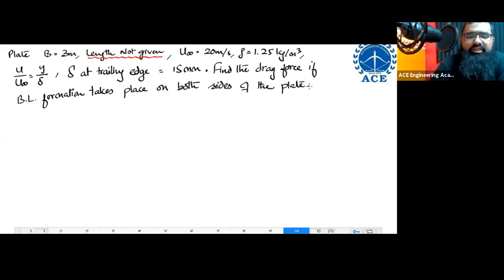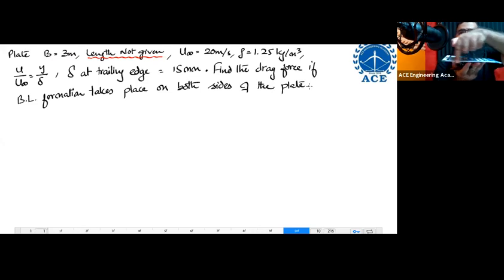Okay, imagine there is a plate. Over here also boundary layer formation, over here also boundary layer formation. The value of b is given to you, but the value of length L is not given to you. Over here height, boundary layer thickness is given to you. Okay, now how to solve this question?